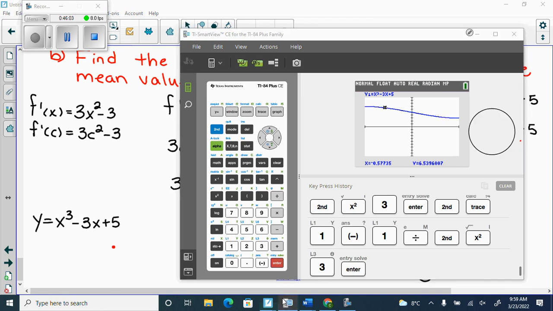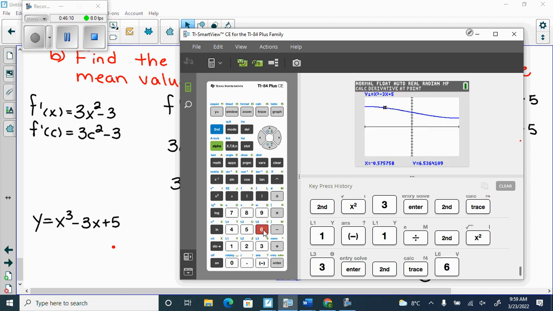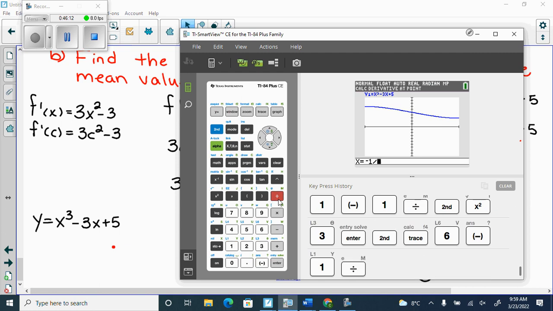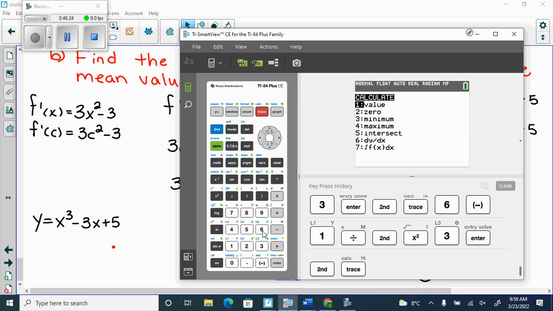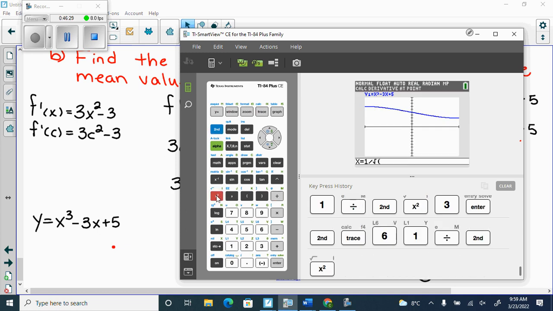So I still type my original in, like I have, and then I go second, trace, 6. And now I'm going to put in -1 divided by √3. And what's my dy/dx? -2. Oh, I'm a genius. Okay, let's try it again. Second trace, 6. 1 divided by √3. And it's -2. We know we're right. We walk off, we are brilliant. We got our 2 c values, right?